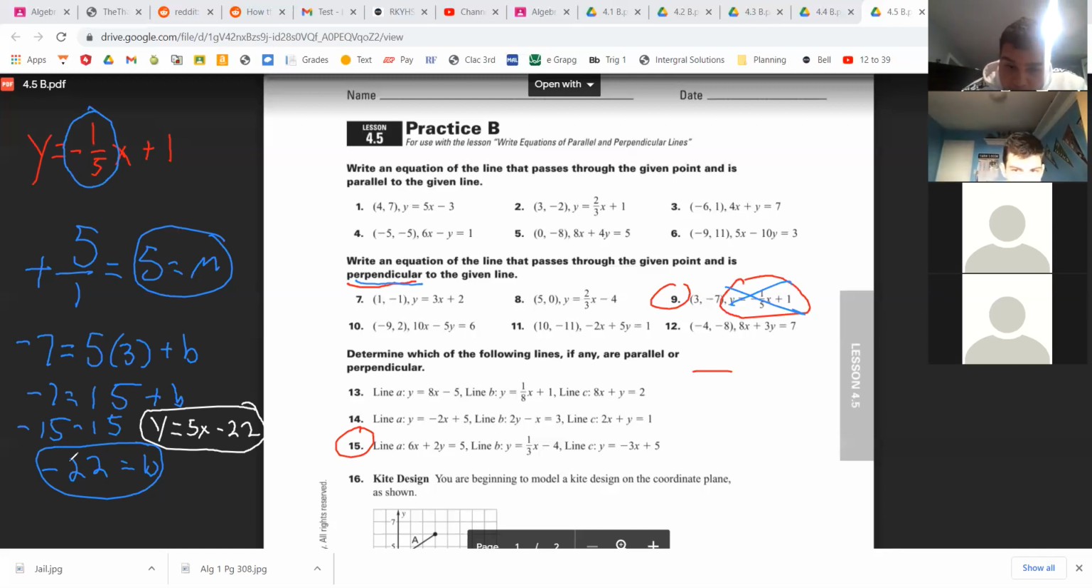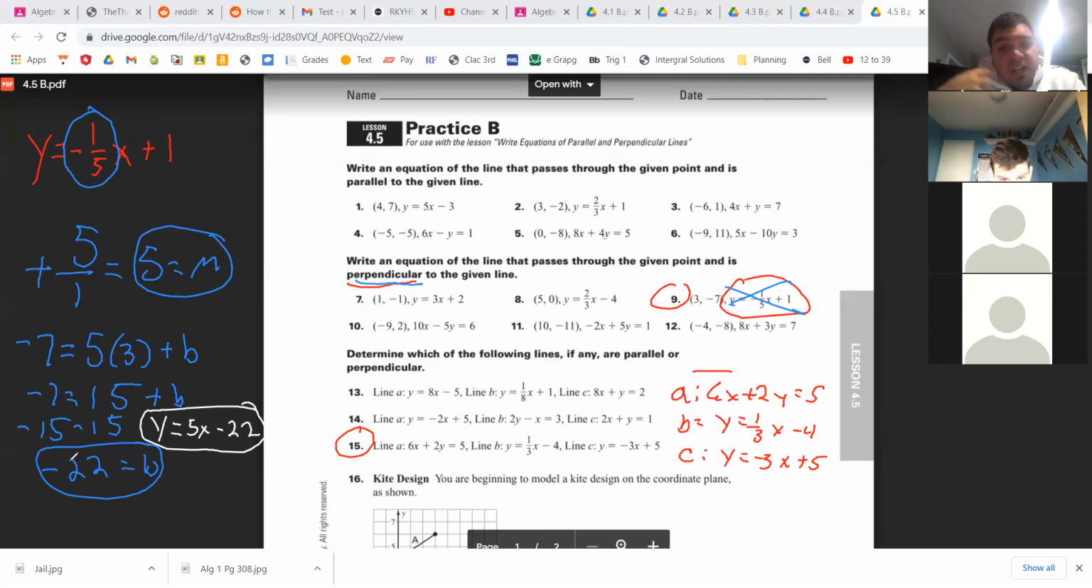So let's talk about each line. A is 6x plus 2y equals 5. B is y equals 1/3 x minus 4. And C is y equals -3x plus 5. I'm just rewriting it. It's already written like that.